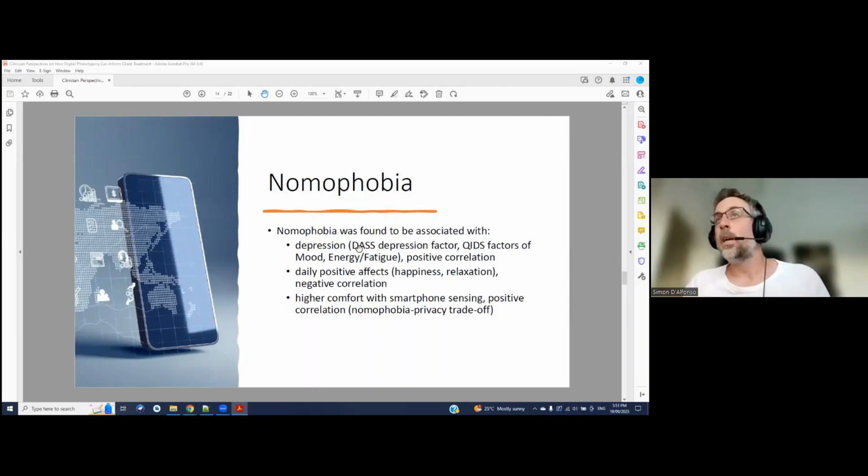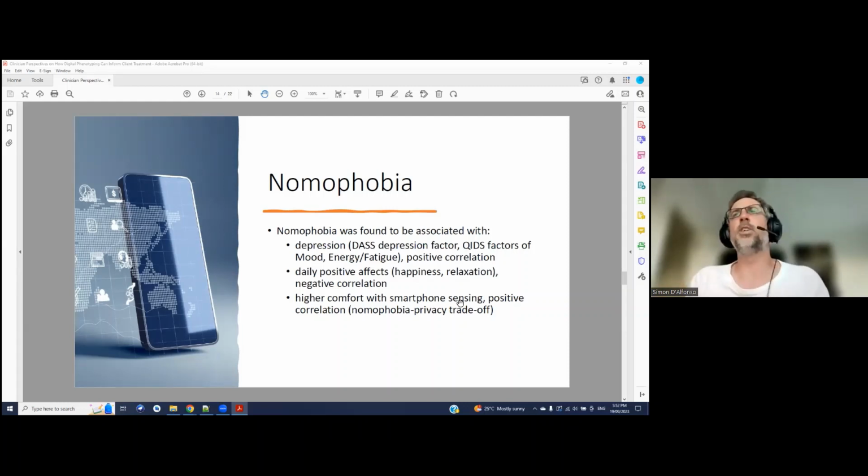in that the D part of the DASS, the depression factor, and the QIDS factors of mood and energy fatigue had a positive correlation with nomophobia. So, to simplify that, the more nomophobia one has, maybe the more likely they have depression, a higher score for depression. Daily positive affects had a negative correlation, particularly happiness and relaxation. The more happy and relaxed someone was, the lower their nomophobia, and a higher comfort with smartphone sensing had a positive correlation with nomophobia.